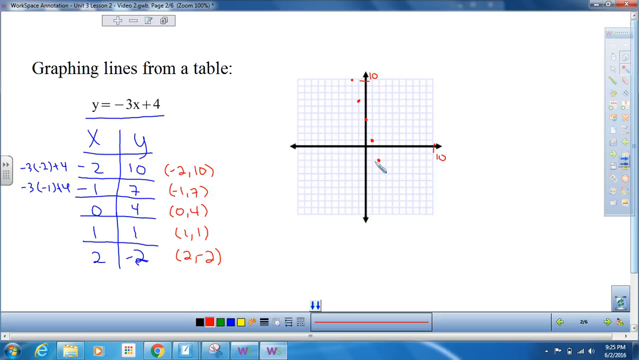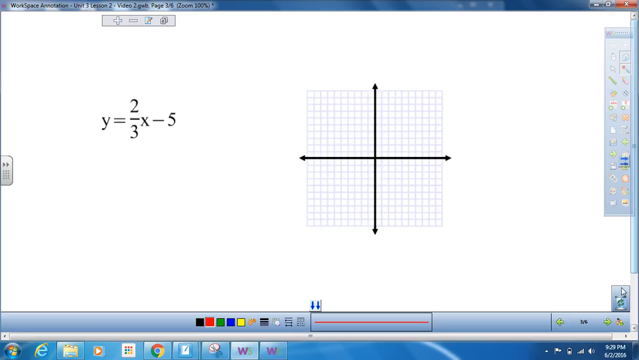Okay, and as you can see, these points form a line, and I want to graph the line, so I'm actually going to connect these. Lines are continuous, so they have arrows at their end. Okay. All right, let's look at another example. Again, maybe pause this video, do the example, and then you can play it back.